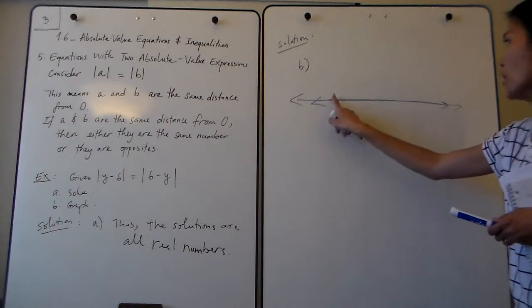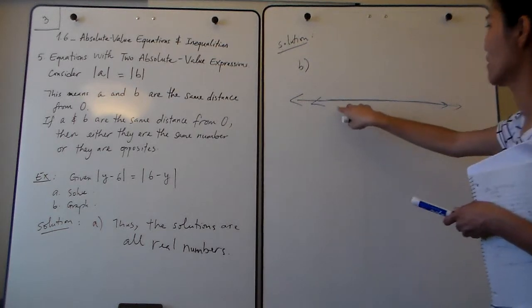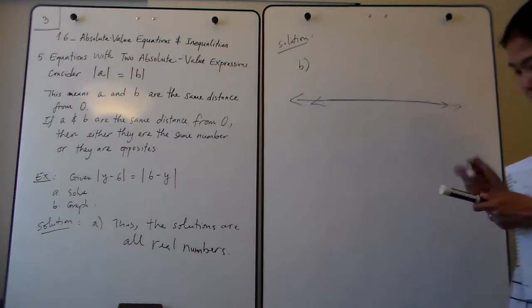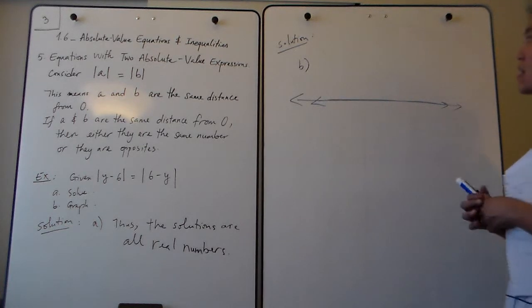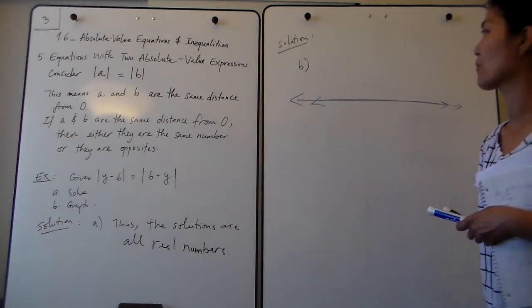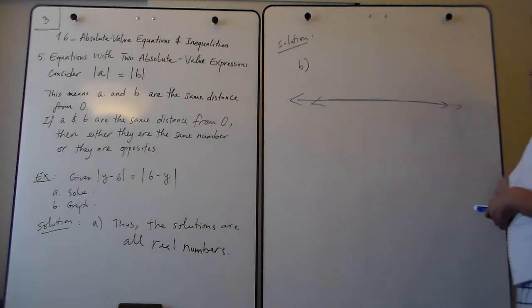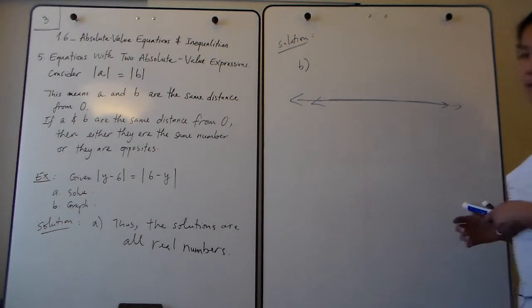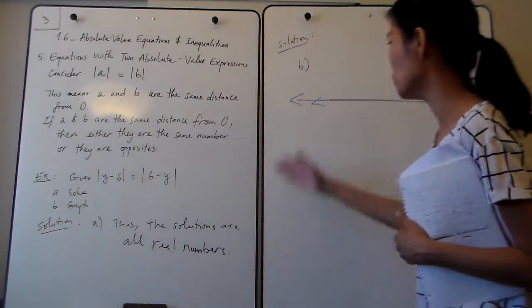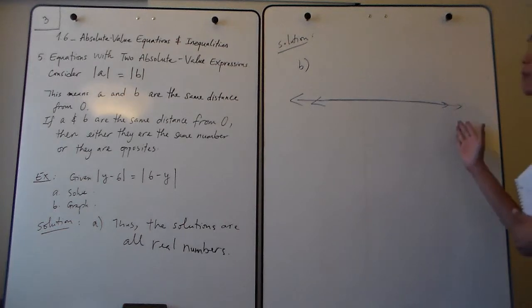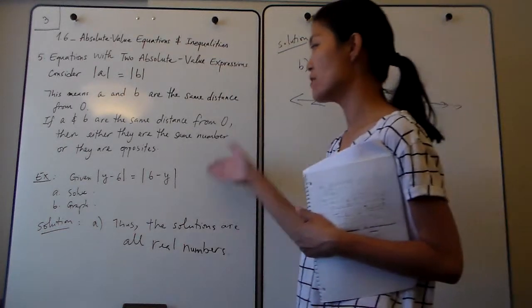So you just draw a line on top of this number line, and make sure you show the arrow on both sides. It means it extends infinitely to the left and extends infinitely to the right. Okay? Because in this case, all real numbers on the number line are solutions of this equation.